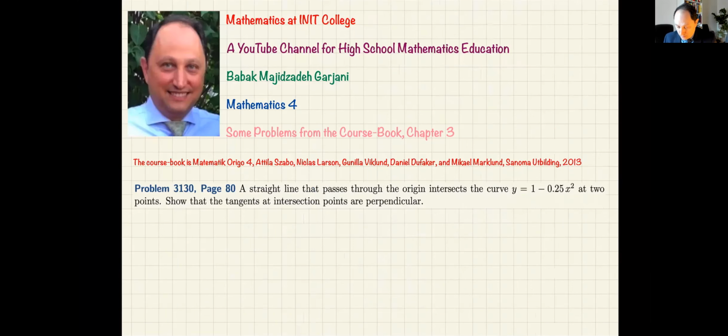Okay, so this problem is probably the hardest one. It is problem 3130 on page 80. So let me read it for you. A straight line that passes through the origin intersects the curve y equals 1 minus 0.25 times x squared at 2 points. Show that the tangents at the intersection points are perpendicular.